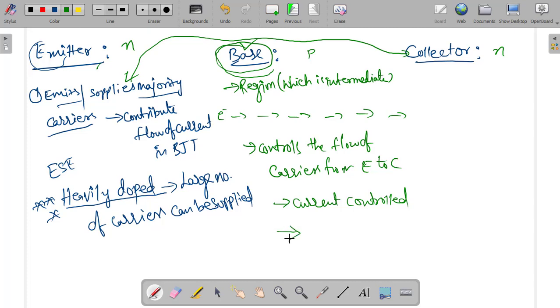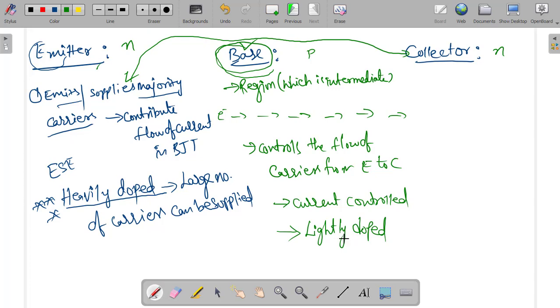Actually, the base property should be that whatever the emitter is giving to pass through to the collector, the base should help, and it should not eat the carriers. All the carriers should be supplied from emitter through the base. So this region should be lightly doped. Why lightly doped? If it is heavily doped, then it would be capable of emitting. So it should be lightly doped.